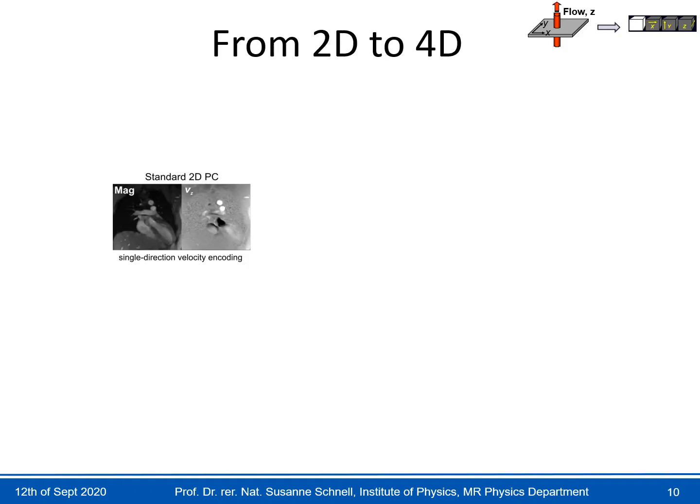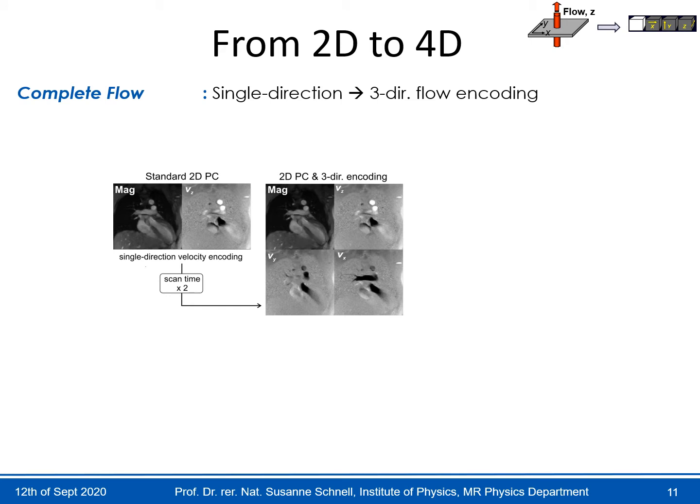However, the talk is called 4D flow MRI. So how do we get now from 2D to 4D? First, we have our one-directional flow encoding and a magnitude image acquired. We can, of course, extend this to three-directional encoding, which automatically extends scan time because we have double as many images. Instead of 2, we have now 4.